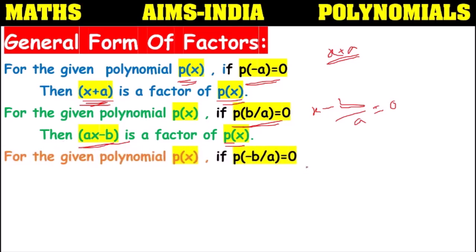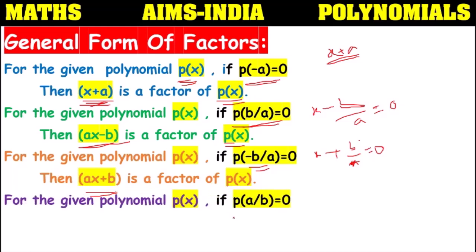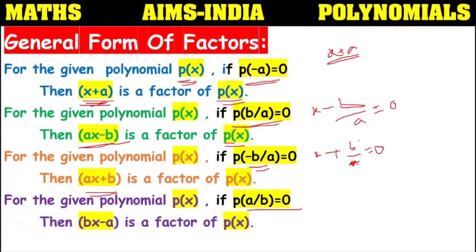So here p of minus b by a. So we have to take x, and minus b by a is there, so we have to change it as plus b by a. If we consider it as 0 after taking the LCM, ax plus b equal to 0. On the LHS part, ax plus b will be there. So ax plus b is a factor of p of x. In the same way, if the remainder is a by b, then bx minus a is a factor of p of x. Like that we can find the factors if the remainders are given.